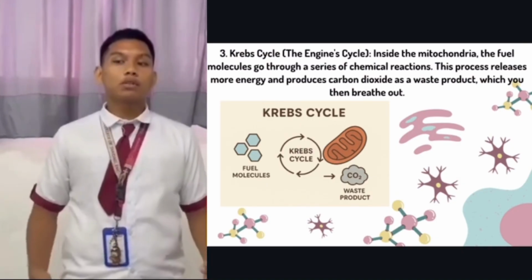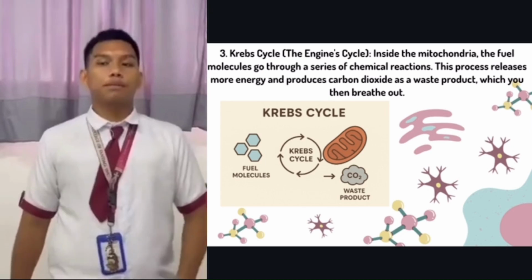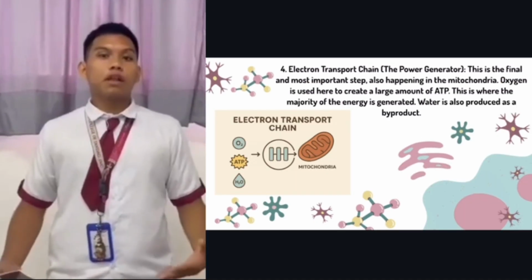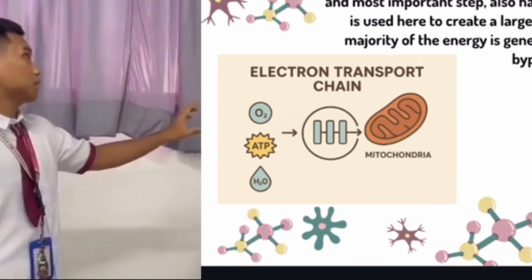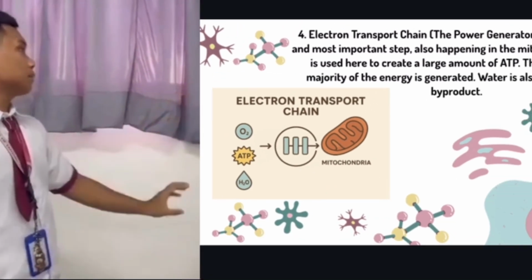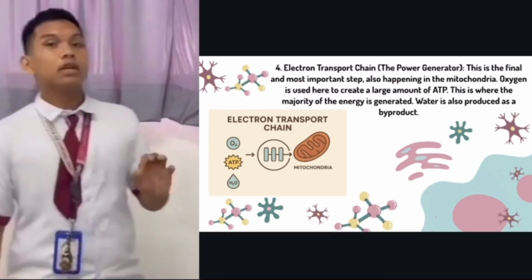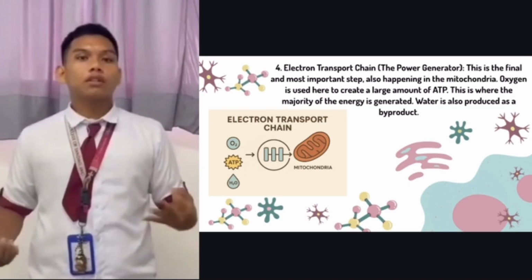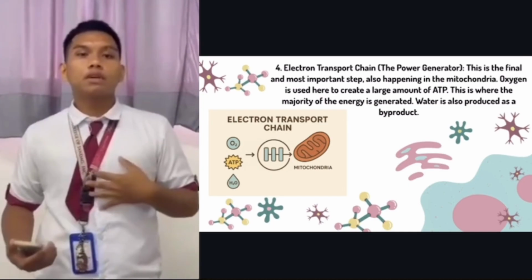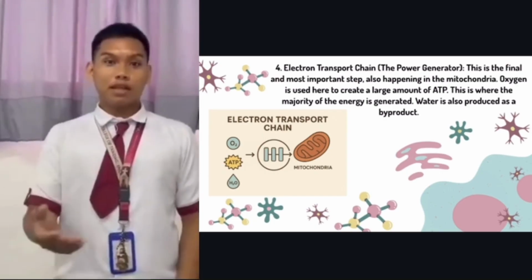Water is also produced as the byproduct. So here's the breakdown of the electron transport chain. First is the oxygen, in the middle part is ATP, and the last part is the H2O. These three can merge and go into the mitochondria to create energy, so that our body will always be active. So that's my part, so let's tackle the next part.